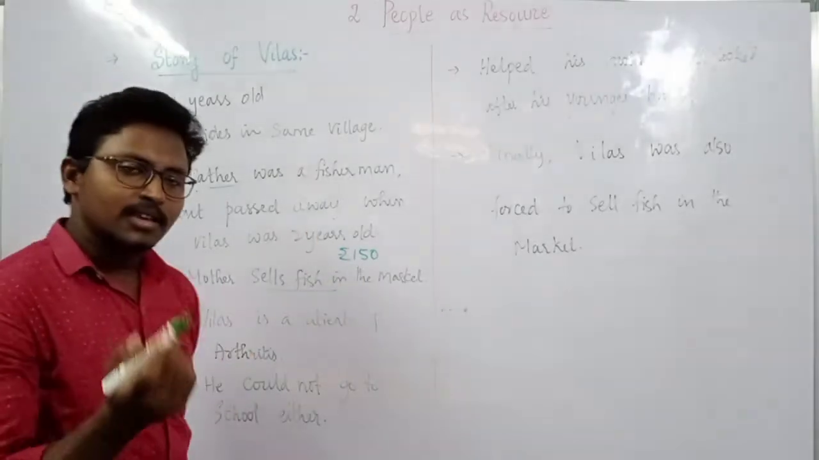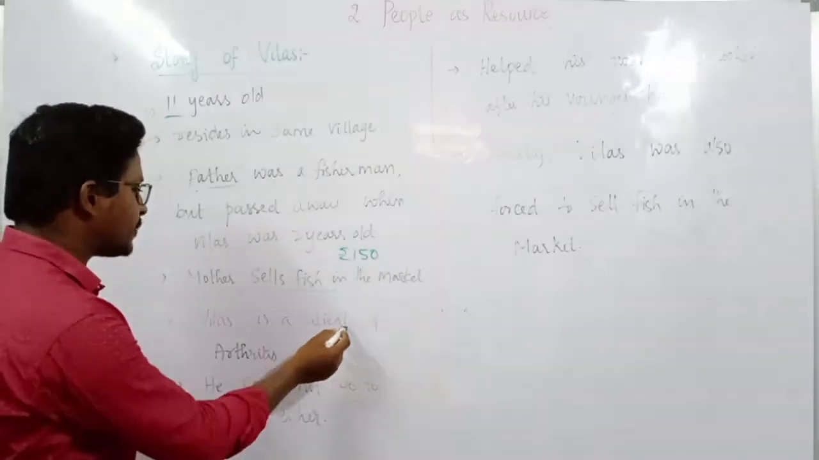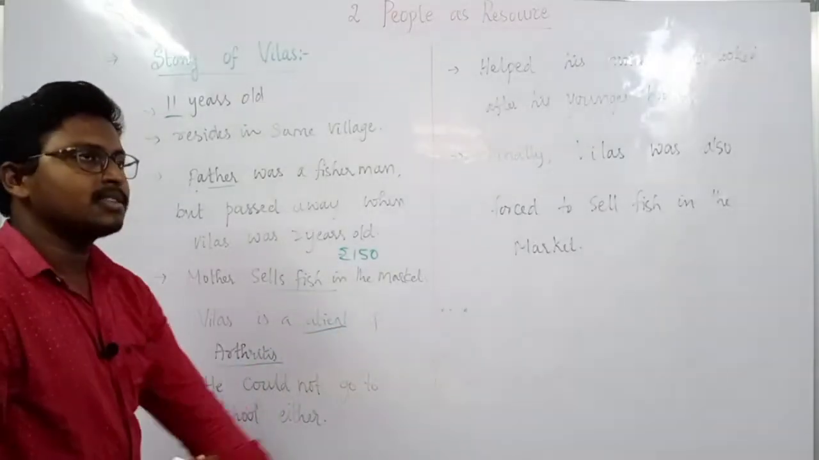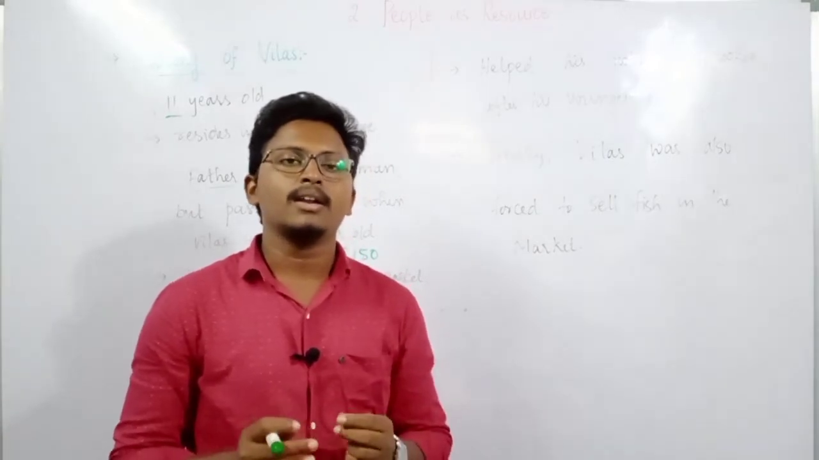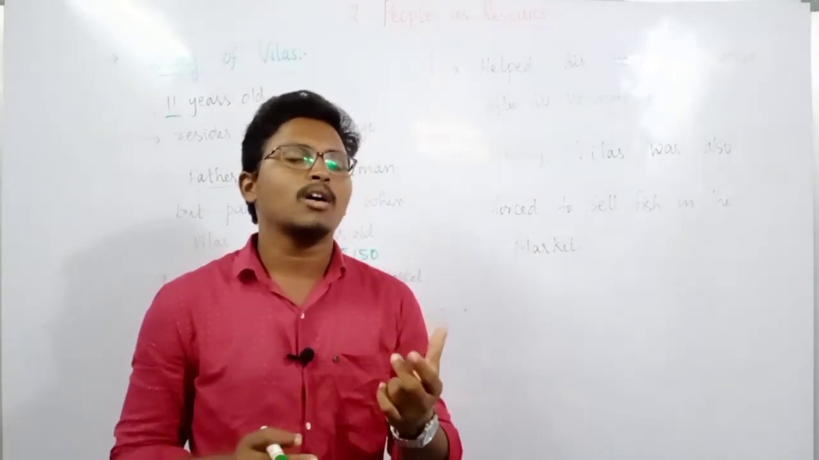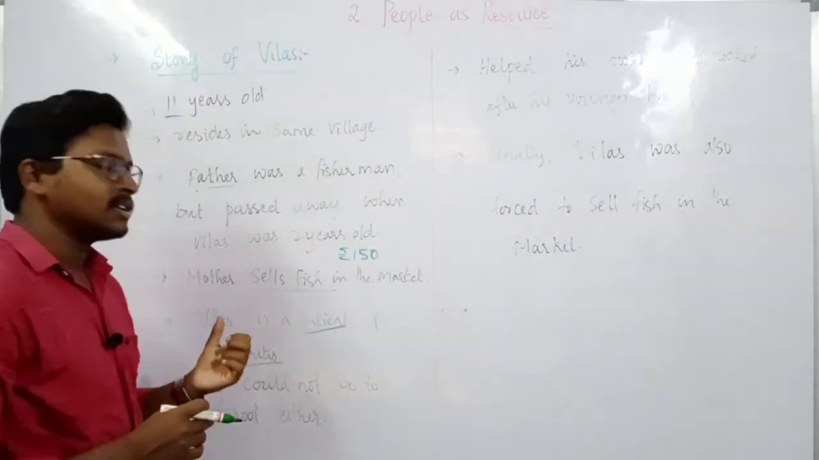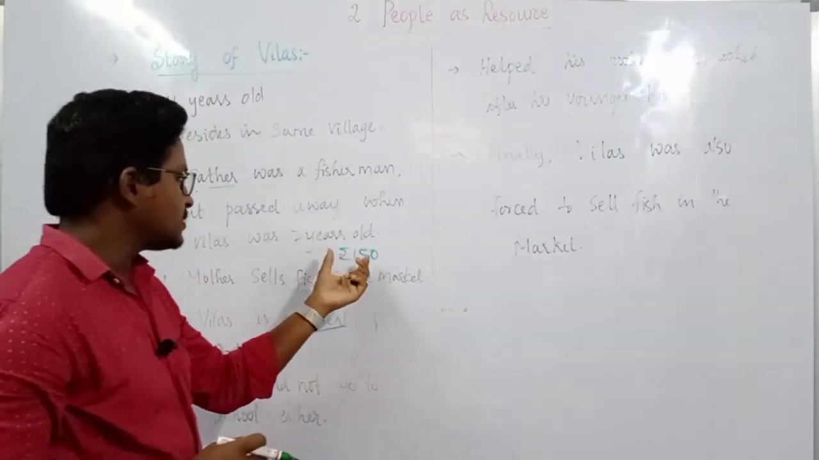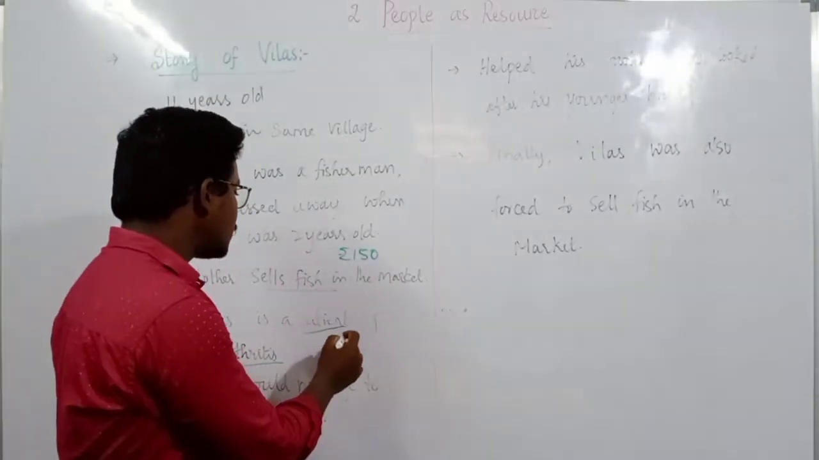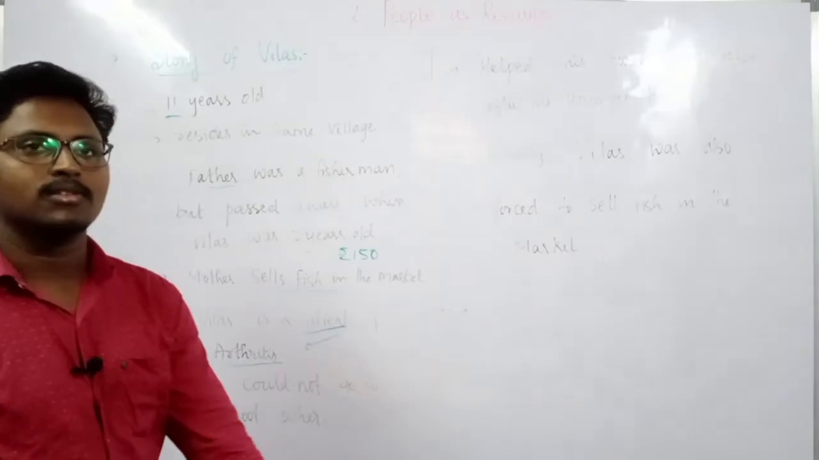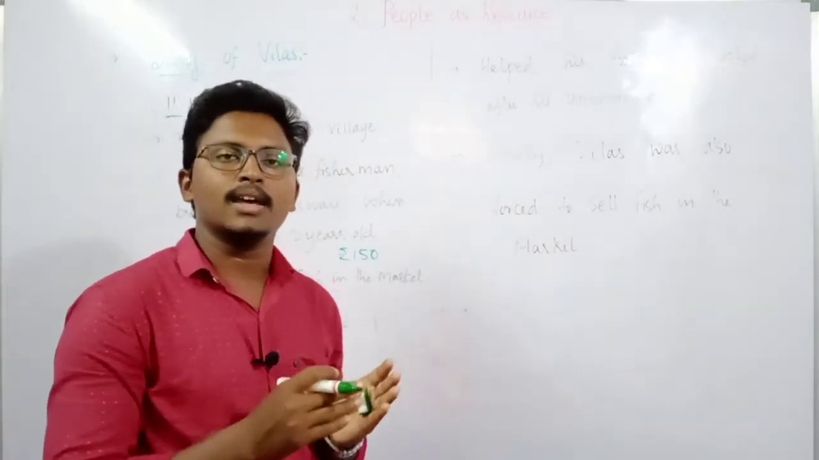At the same time, there is some problem with this Vilas. What is that? He is a patient of arthritis. Arthritis means a kind of disease in which the legs get swollen, or it becomes very difficult to walk sometimes. So he is a patient of arthritis, and his mother is earning only 150 rupees per day. Therefore she was unable to take him to the hospital. That means he has not been given much preference regarding his medical or health condition.